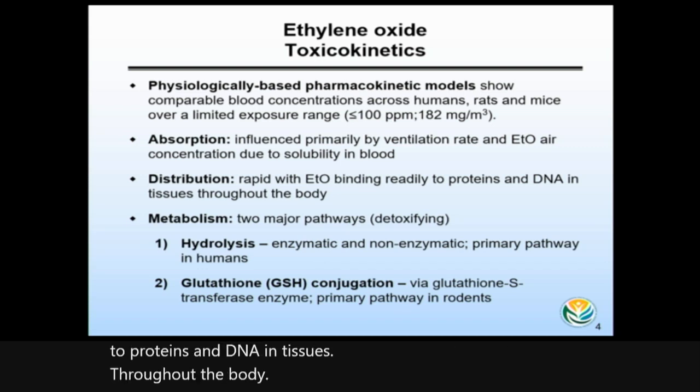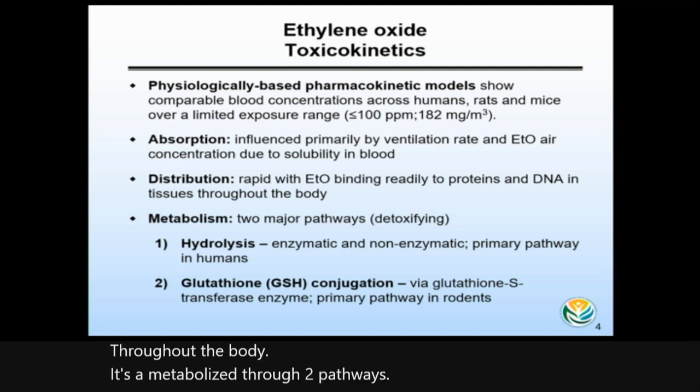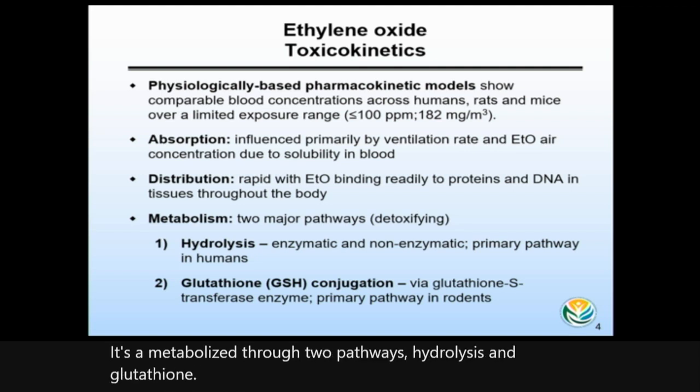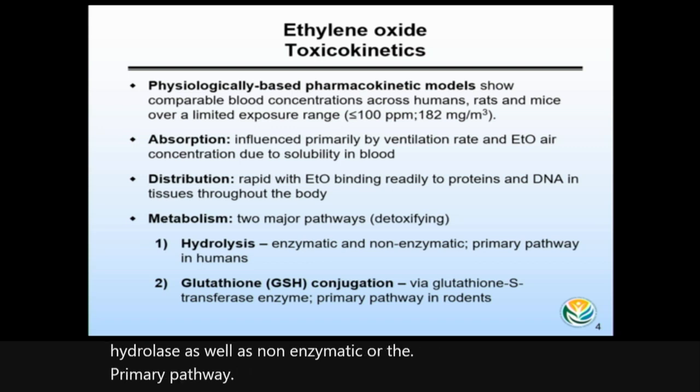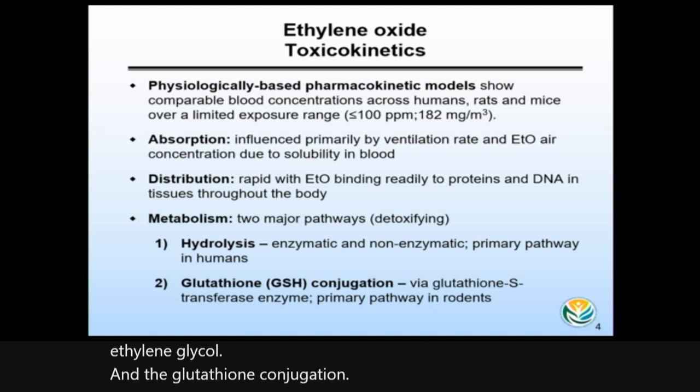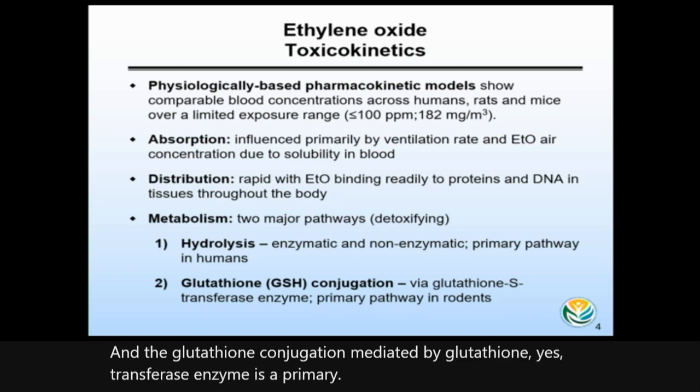It's metabolized through two pathways, hydrolysis and glutathione conjugation. Hydrolysis mediated by epoxide hydrolase as well as non-enzymatic are the primary pathway in humans, and it leads to the formation of ethylene glycol. And the glutathione conjugation mediated by glutathione S transferase enzyme is a primary pathway in rodents.